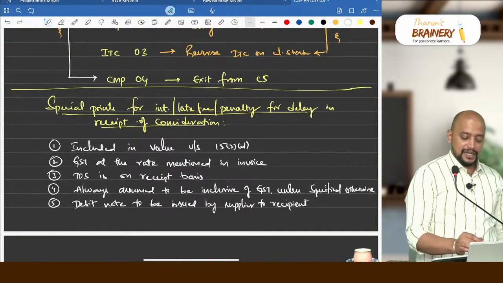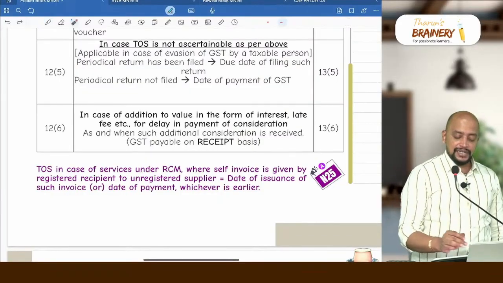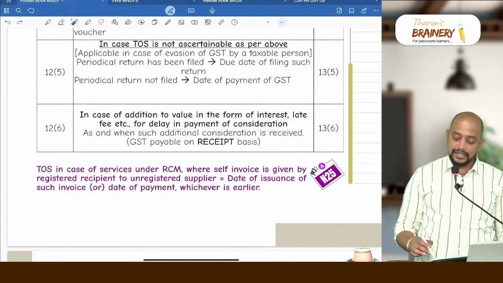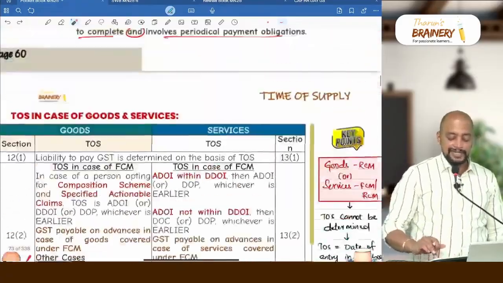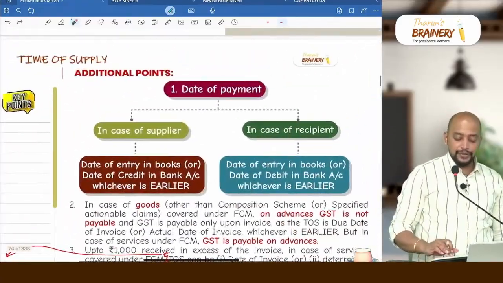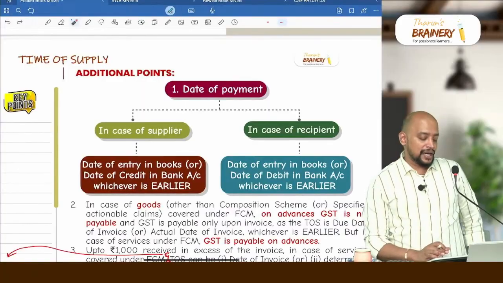Okay. So that is this. So in case of interest, late fee or penalty for delay in receipt of consideration, it will always be taxable on receipt basis. So we completed the time of supply provisions. Now you can see here the additional points related to this.